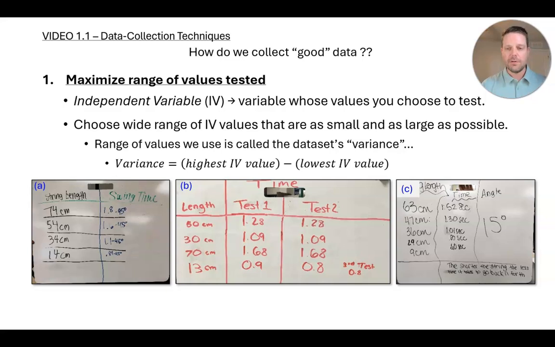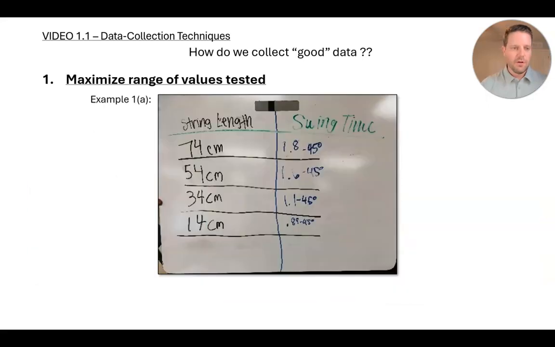Let's take a look at these three different sets of data that were on whiteboards. These were all pendulum experiments, but it doesn't really matter. We're just going to look at it as raw data and interpret which one did the best job. We want to look at which of these three examples had the largest variance. Let's look at 1A first. What's the independent and dependent variable? We're testing different string lengths, and then trying to figure out the swing time. This is from the pendulum experiment that we just did.